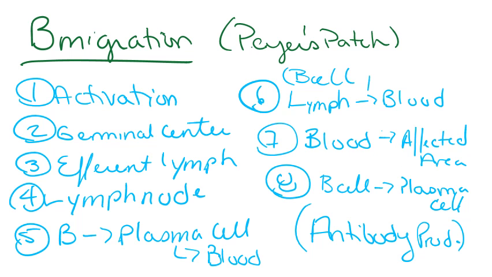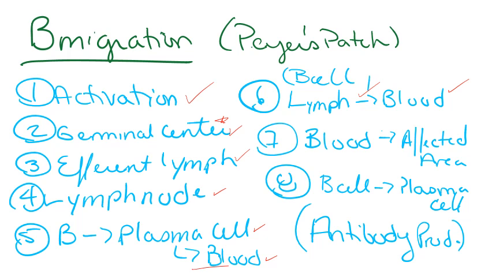So let's talk about B cell migration. Well, from the Peyer's patch, we have activation with an antigen. We go to a germinal center. From here, the B cells that are activated, that are dividing, then go to the efferent lymph. We have some that remain at the germinal center and continue to divide, but we need to get more. So we go to the efferent lymph and we go to a lymph node. From here, the B cells will migrate into that lymph node and then differentiate into plasma cells. Then they'll go to the blood. Those B cells will first have to go through the lymph, in the lymph node, to the blood.